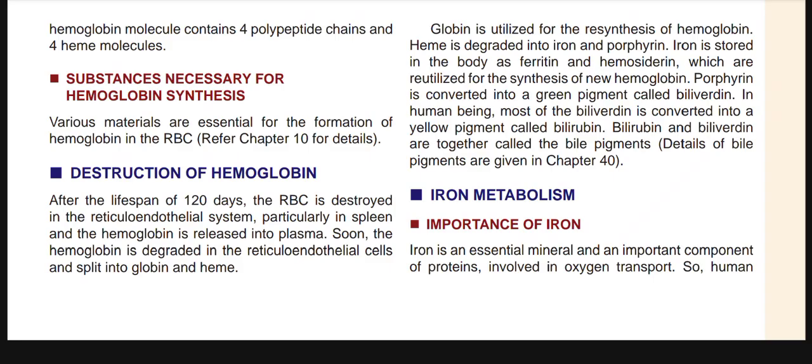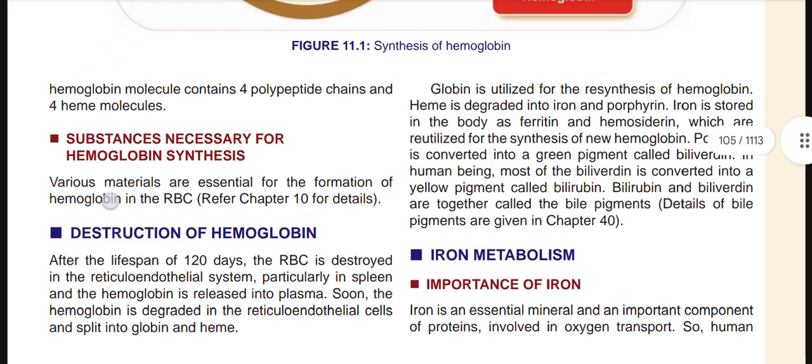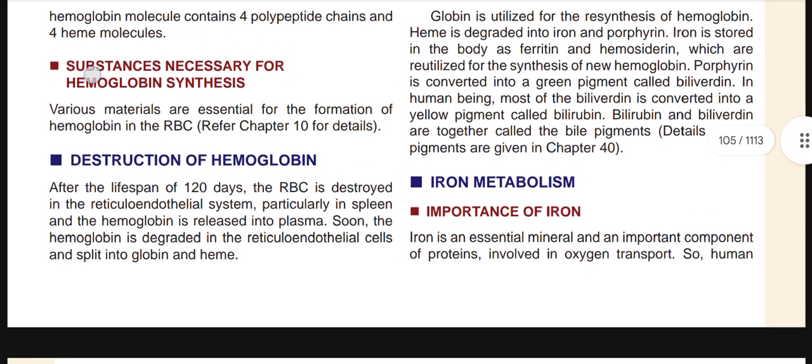And the hemoglobin is released into the plasma. Soon the hemoglobin is degraded in reticuloendothelial cells and split into globin and heme. Globin is utilized for resynthesis of hemoglobin, and heme is degraded into iron and porphyrin. Iron is stored in the body as ferritin and hemosiderin, which are reutilized for the synthesis of new hemoglobin. Porphyrin is converted into a green pigment called biliverdin. In human beings, most of the biliverdin is converted into a yellow pigment called bilirubin, and bilirubin and biliverdin are together called bile pigments. Now, iron metabolism.